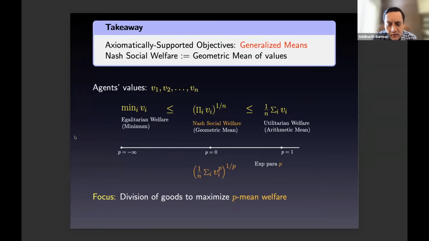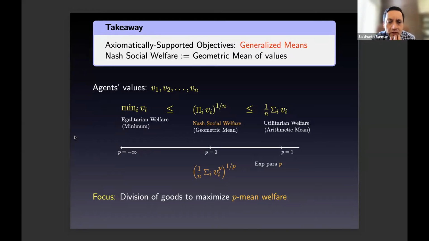So in the context of dividing goods, dividing resources in a fair manner, these are a natural class. They're not just natural, they're an axiomatically important class of functions to study. And this is what we'll do. We will look at different contexts, different settings, and try to maximize these p-welfare functions.